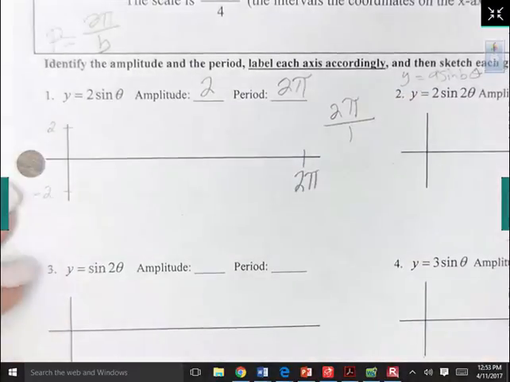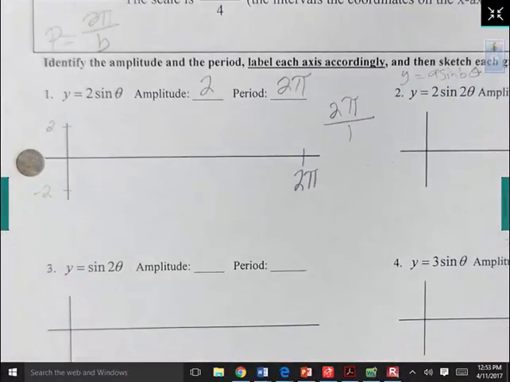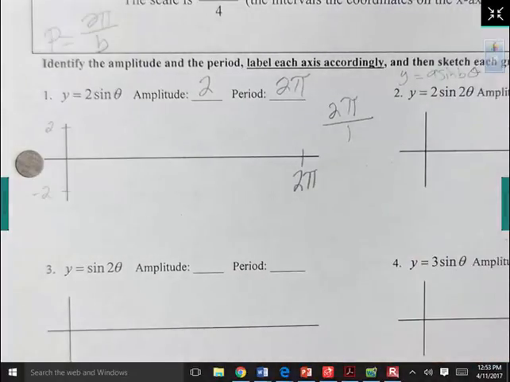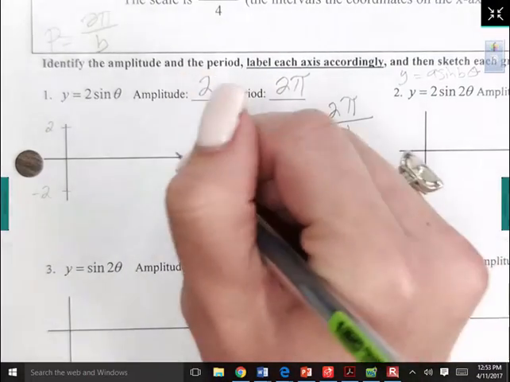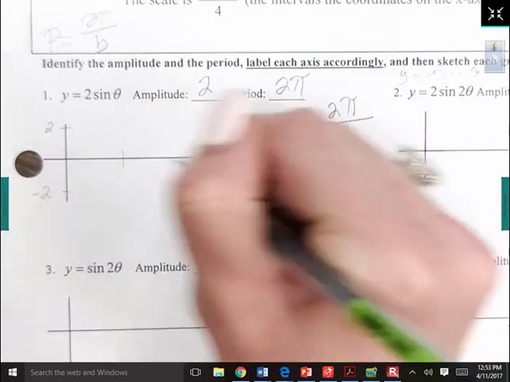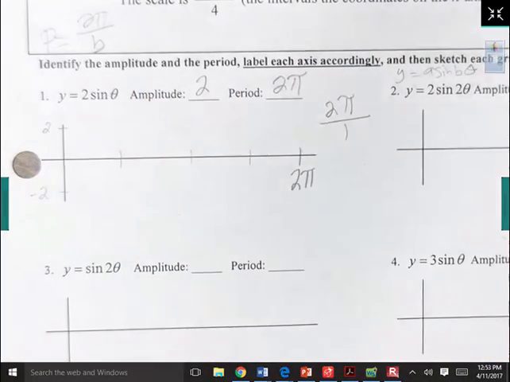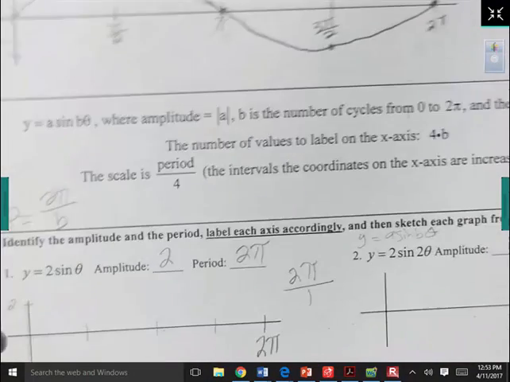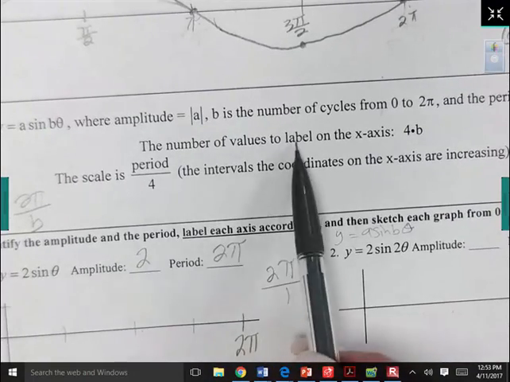All right, to determine how many parts we're going to break this up into, the number of values to label on the x-axis is just 4 times b. So what is b? 1. So it's just 4. So we'll just have 1, 2, 3, 4, right? The number of values to label on your x-axis.